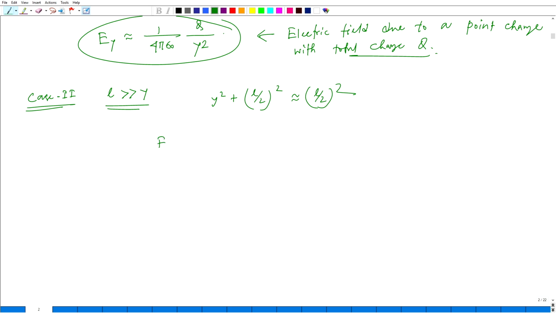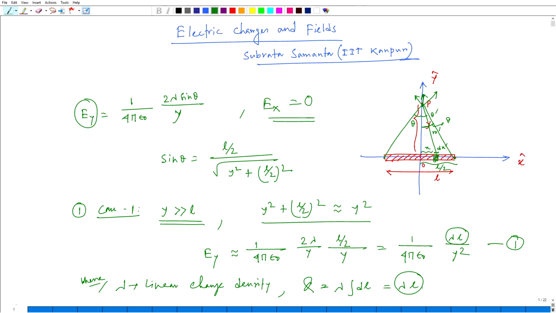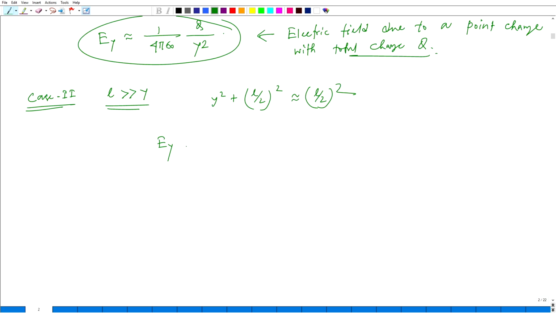So, in the expression for E y, if we look into it again, E y becomes 1 over 4 pi epsilon naught, 2 lambda over y, and the L by 2 cancels. We put L by 2 there, and L by 2 is the dominant part, so this thing cancels and only this is left. This is again nearly equal to, we use this symbol for approximate value, because we are considering a limiting case, it is not exact.